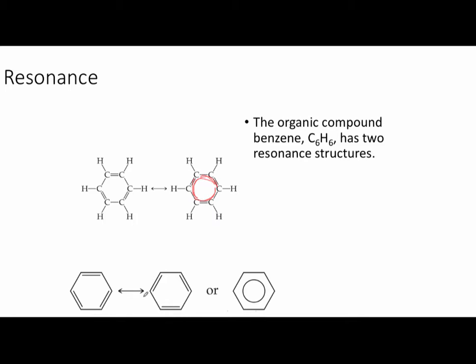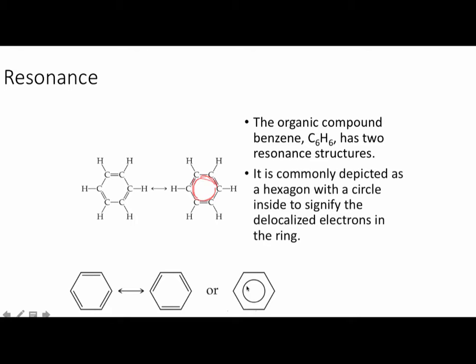You can draw benzene like these two structures, or you can draw benzene like this structure with a circle in the middle representing the resonance, the sharing of those electrons in that double bond. And that signifies those delocalized electrons in the ring.